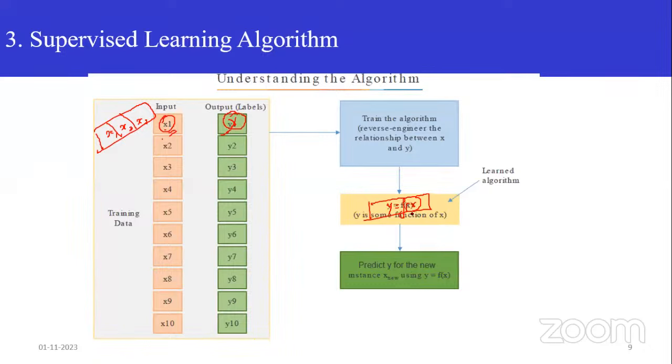If my X is 1, my Y may be 2. If X is 2, then Y is 4. If X is 3, then Y is 6. So which means that function of X is going to be 2X.